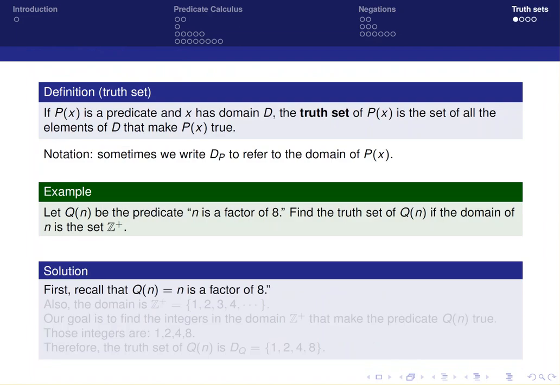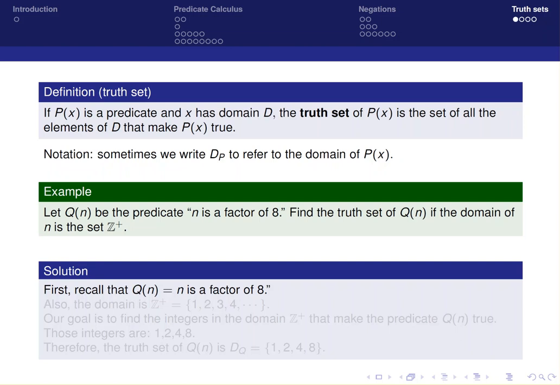Finally, in this section, we talk about the truth sets. What is a truth set? If p of x is a predicate and x has the domain D, the truth set of p of x is the set of all the elements of D that make p of x true. So in other terms, it's the values inside of the domain that make your predicate true. We call that the truth set.